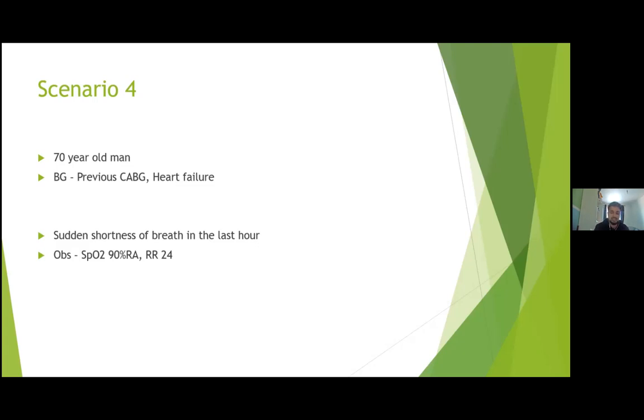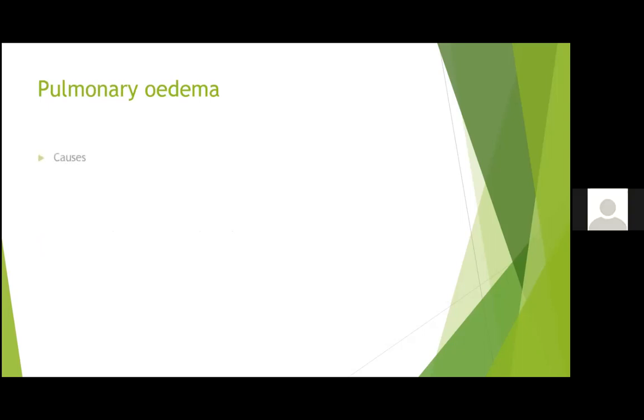So the patient is desaturating, they've got heart failure, developed sudden shortness of breath, and respiratory rate is high. It's a picture of pulmonary edema, essentially. So, causes of pulmonary edema. Anyone know any causes? There's probably a lot of causes. Heart failure, yeah, exactly. Heart failure, ischemic heart disease, that sort of thing. Okay, so there are some causes there.